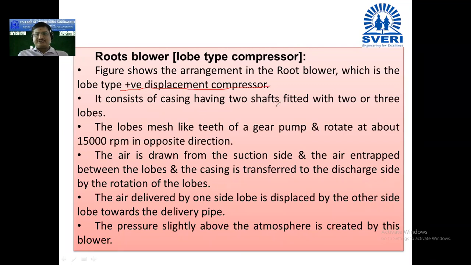It consists of the two shafts and two or three lobes. Two shafts means one shaft for one lobe, another shaft for another lobe. And that may be bilobe or trilobe. Two or three lobes means bilobe or trilobe. Bi means two lobes, tri means three lobes.